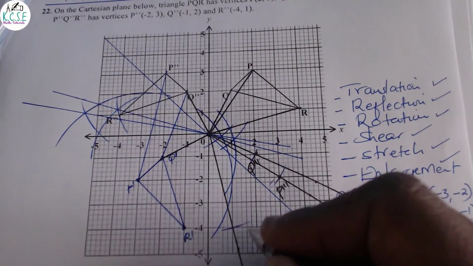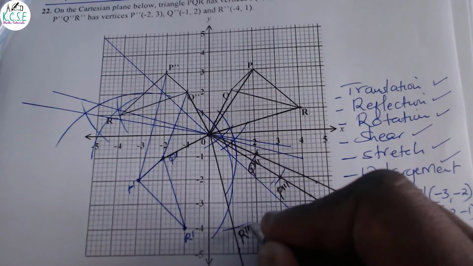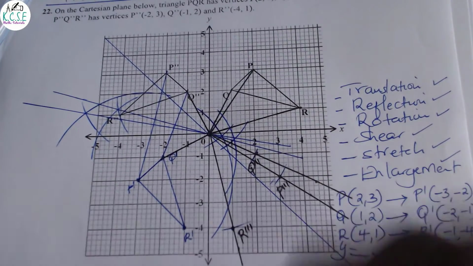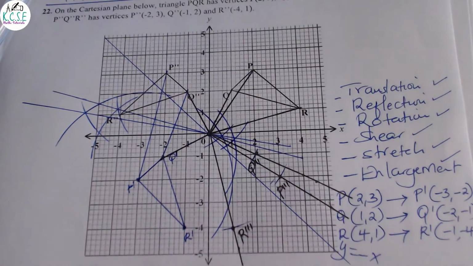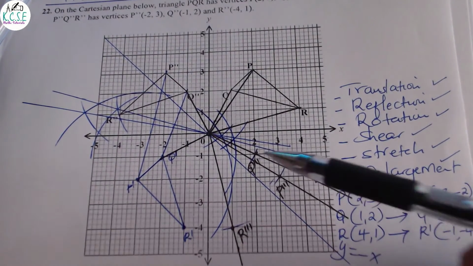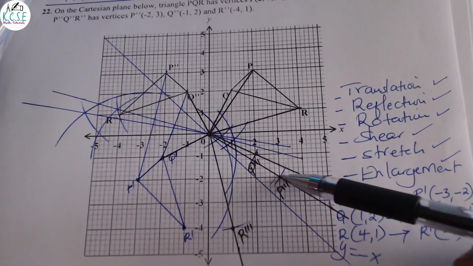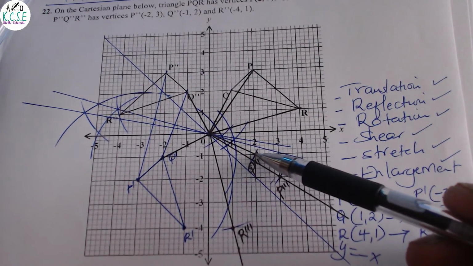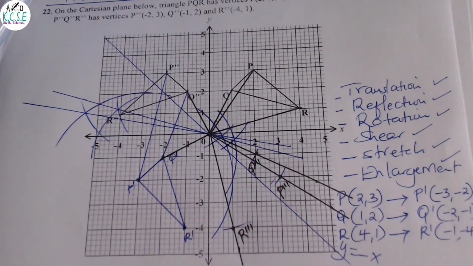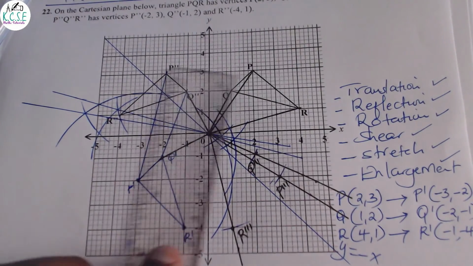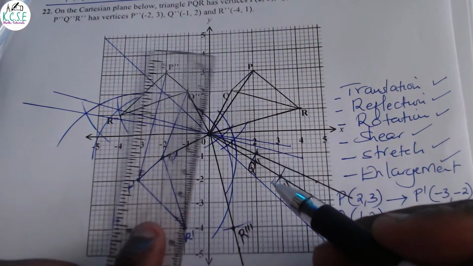So R triple prime will be here. Now you have all the points. Remember we got P. P triple prime is here. Q is here. Q triple prime is here. And then R triple prime is here. So join the points now.